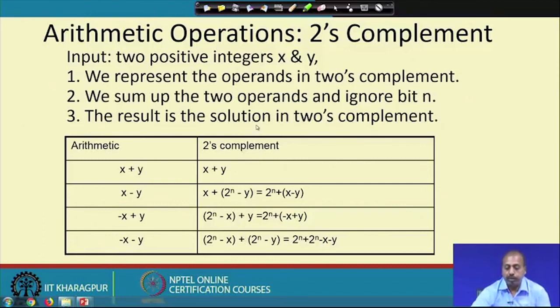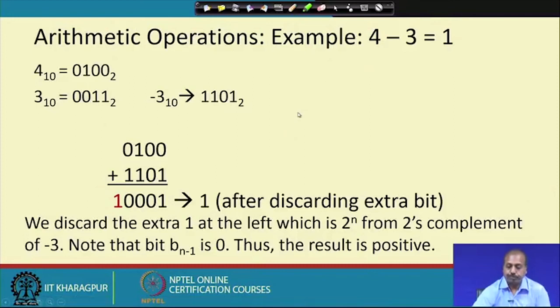So, whenever we are doing this subtraction operation, I can just take the 2's complement representation and do the addition operation. For example, say 4 minus 3 is equal to 1. Are we getting it by the formula that we are doing? 4 in 2's complement is a positive 4, so this is 0 1 0 0, and 3 is 0 0 1 1. Now, I need minus 3, so the 2's complement representation of that is 1 1 0 1. Now I am adding this. So, this is the addition and this is the result.